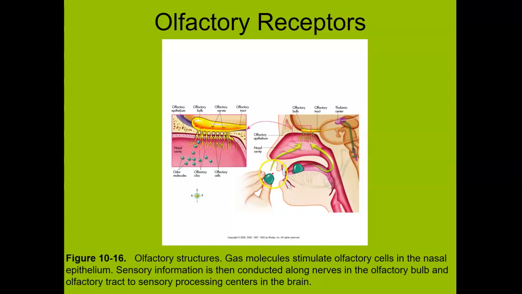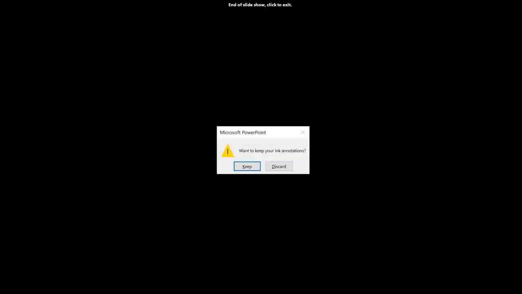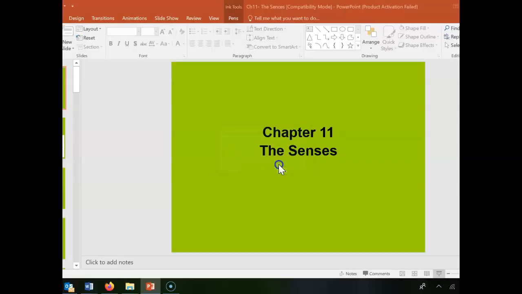You know, this color of candy doesn't look very good to me. If that was red, it would be much better. Cherry flavor, strawberry. So that's it for our lecture on the senses, and I will catch you next time.